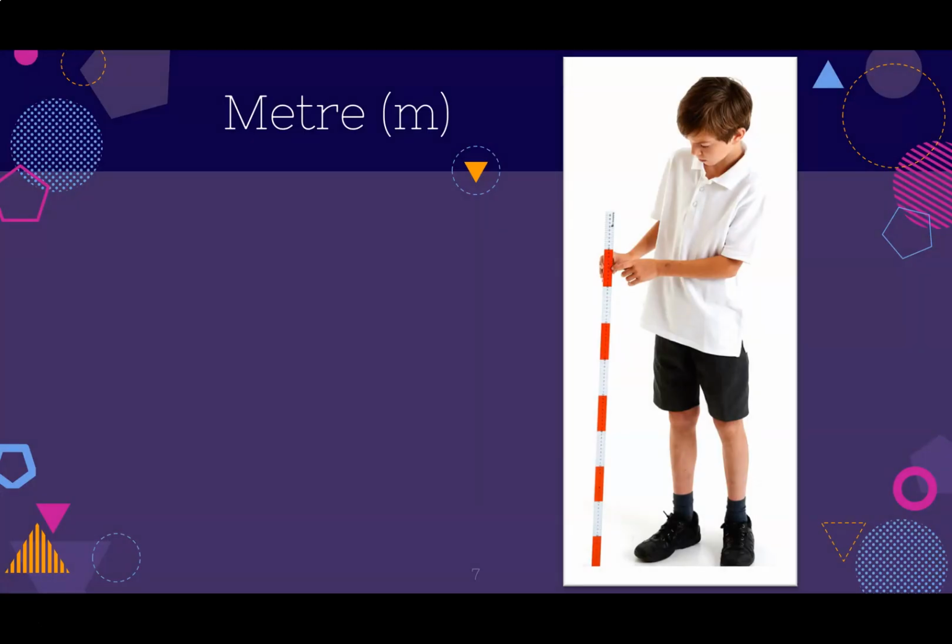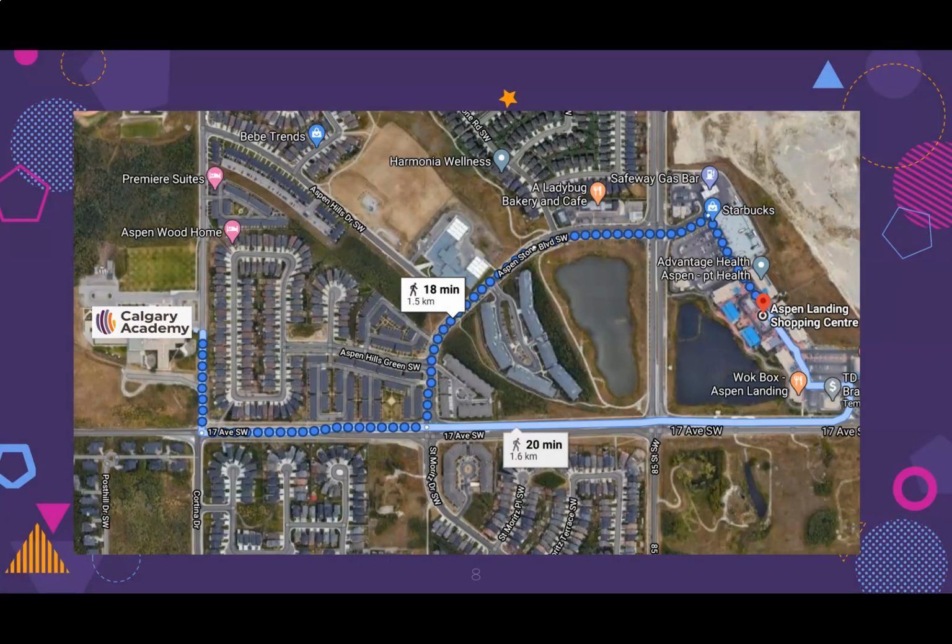A meter, we all may think of a meter stick. So within a meter stick, there are 100 centimeters. And then the last measurement that you will see is kilometers. So if you imagined starting at Calgary Academy and walking to Aspen, maybe you want to stop at Starbucks, that distance is 1.5 kilometers. So hopefully now you have a good picture in your mind of what a centimeter, millimeter, meter, and kilometer look like.